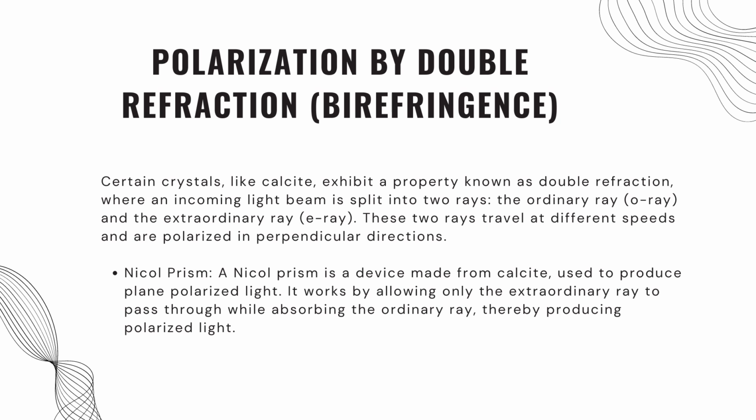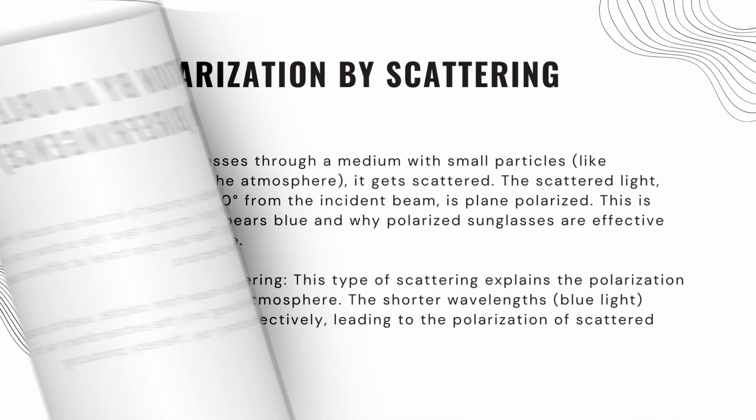Nicol prism. A Nicol prism is a device made from calcite used to produce plane polarized light. It works by allowing only the extraordinary ray to pass through while absorbing the ordinary ray, thereby producing polarized light.